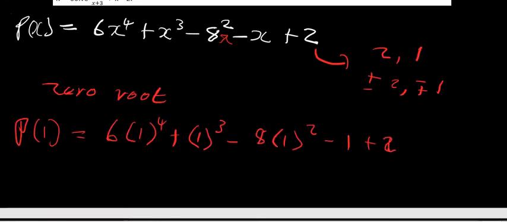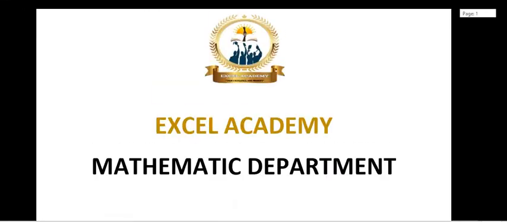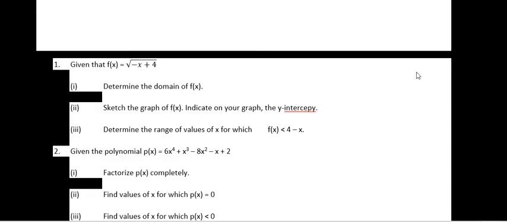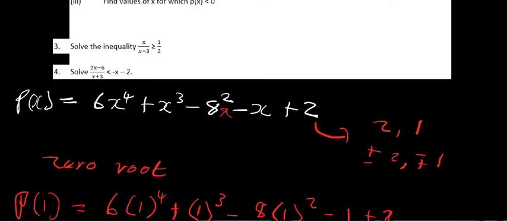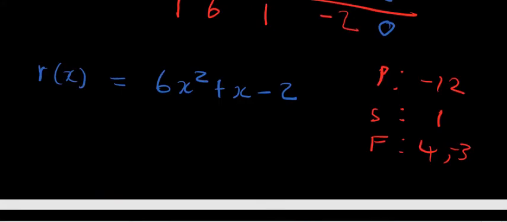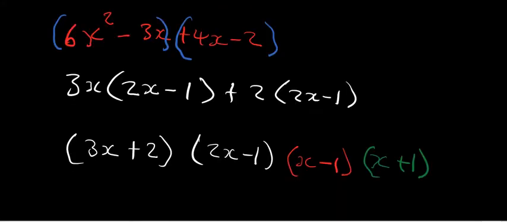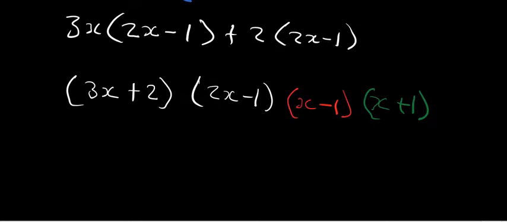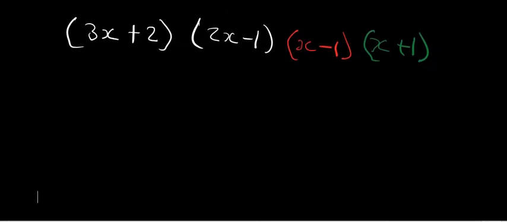On the same question, we have been given another question. The next question is saying: find the value of x for which that polynomial is equal to 0. Good. I hope you guys are really enjoying the class and are able to follow. So we have been told to find the values of x for which the polynomial is equal to 0.